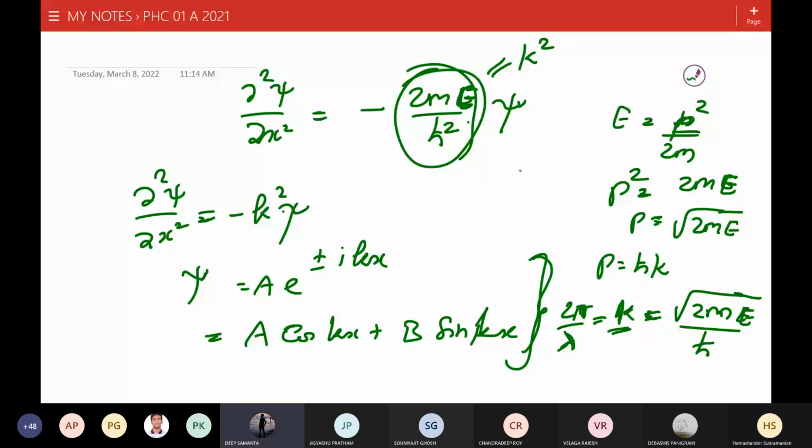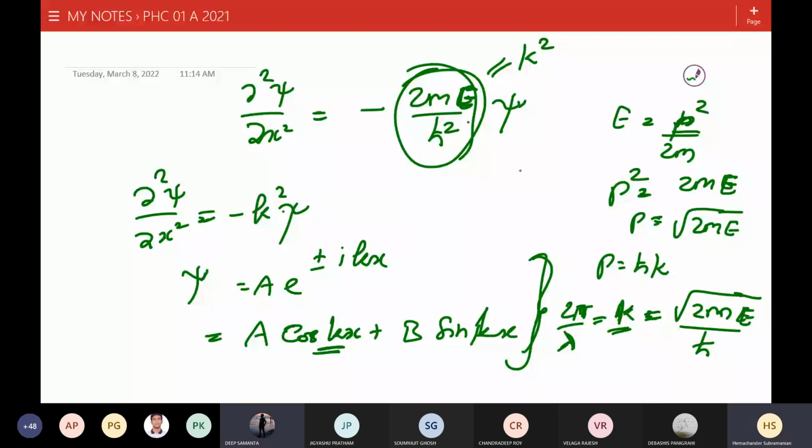Wouldn't it also have c cos kx plus d sin kx also? Psi has one e raised to plus ikx and e raised to minus ikx, so it will have two parts. If you put minus k for this k, the cos function is an even function, so cos kx equals cos minus kx, right?